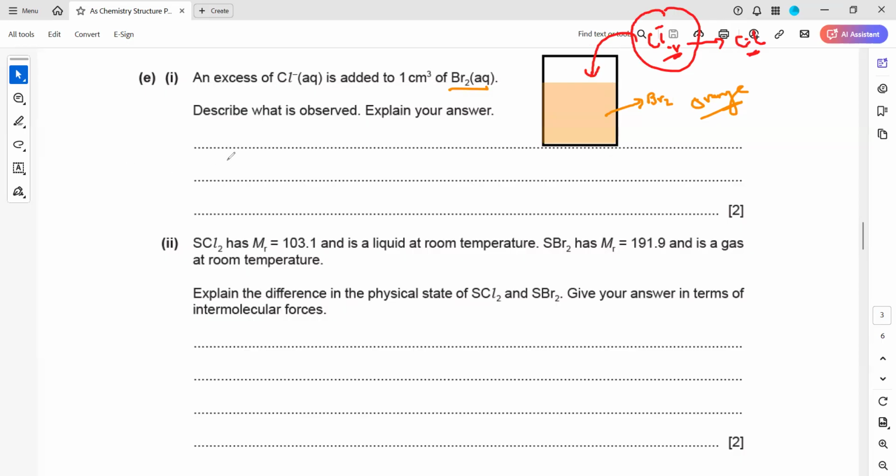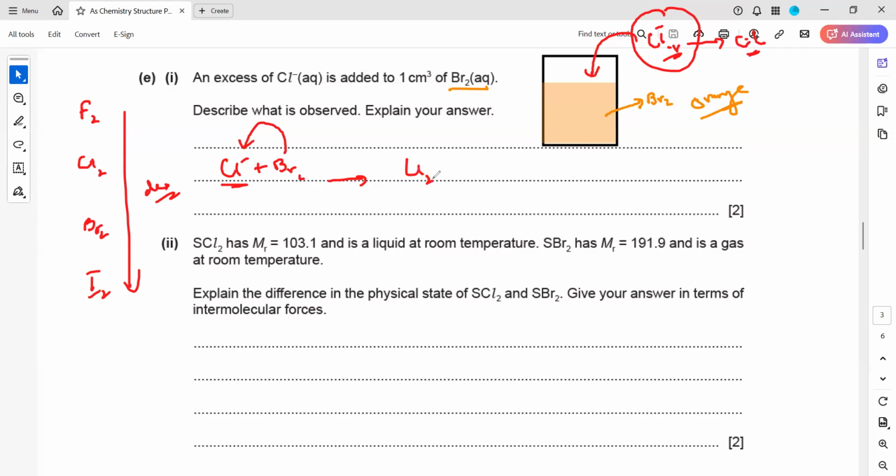Because when you have a chloride ion reacting with bromine, the chloride ion is already present as an ion and a bromine molecule is there. The idea is that the more reactive halogen displaces the less reactive halogen from its compound. If you have fluorine, chlorine, bromine, and iodine molecules, the tendency to oxidize the other decreases as we go down. So the bromine does not have a tendency to oxidize the chloride ion to form a chlorine molecule. That is why no reaction occurs.